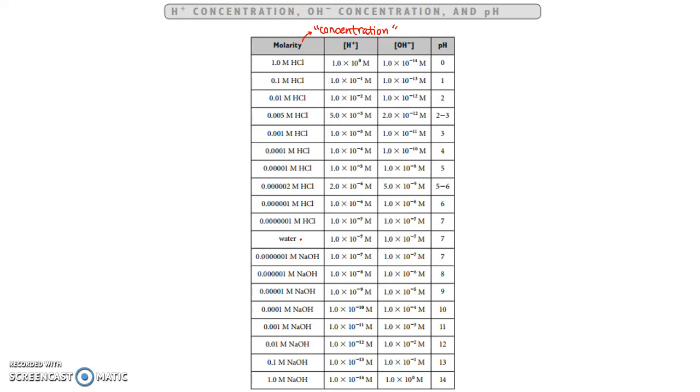All right? Then we start out with very dilute sodium hydroxide, and it slowly becomes more and more concentrated until you get to 1 molar there at the bottom. All right, so that's the first column.